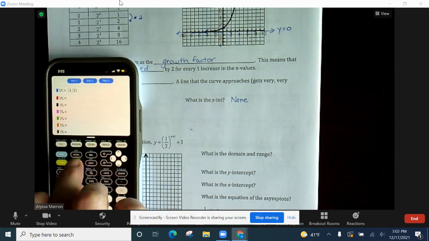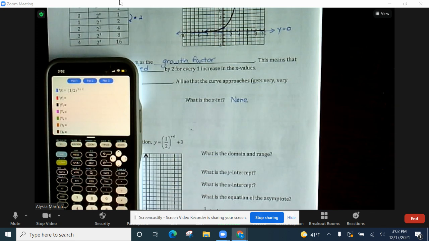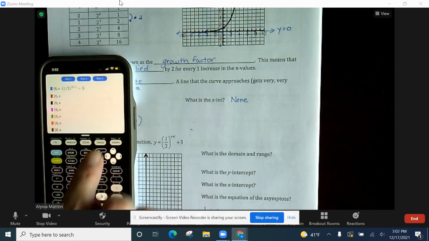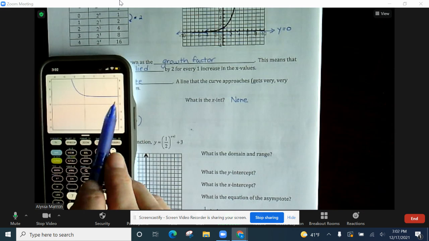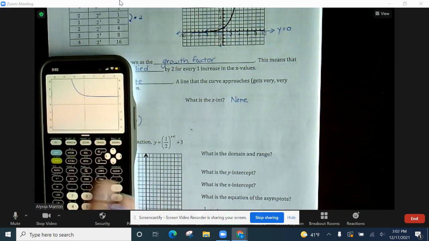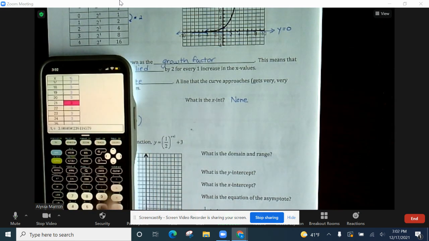x plus 1. That x plus 1 is actually going to be our left-right shift. Whenever that constant is being added or subtracted in the exponent, that's our left-right shift. When the constant is added at the end or out front, that's your up-down shift, and you'll see that more in a moment. Plus 3. So then I can look at the graph just by hitting zoom 6, and I see that exponential function shifted up. So I can plot my points from the table.